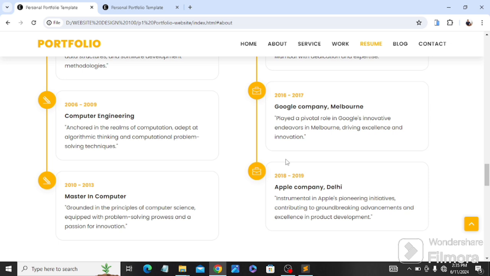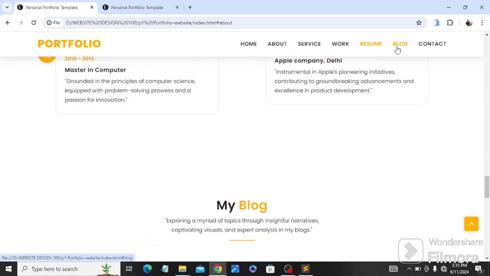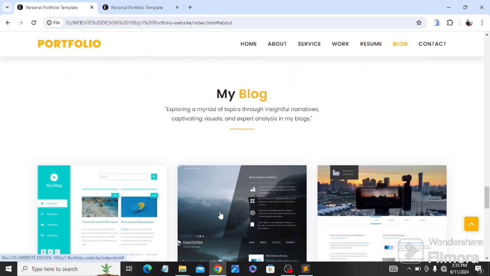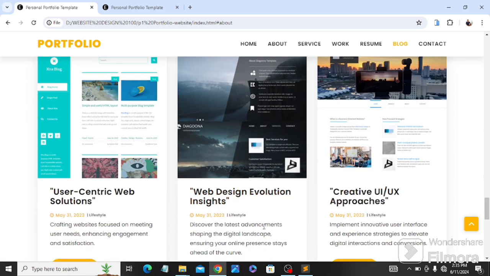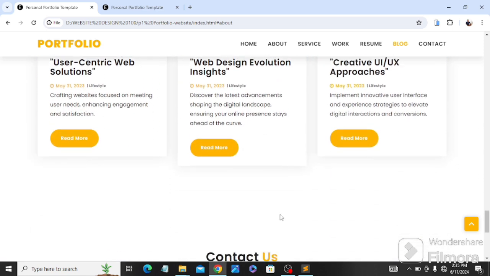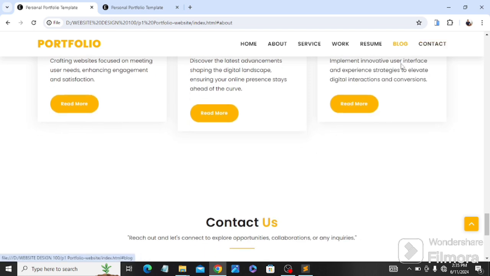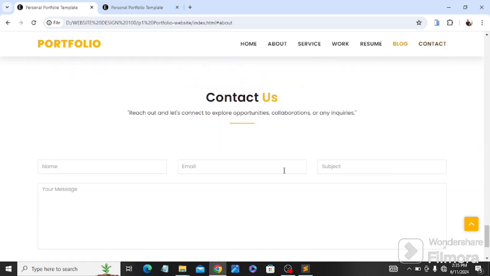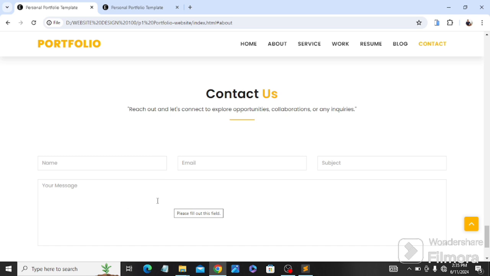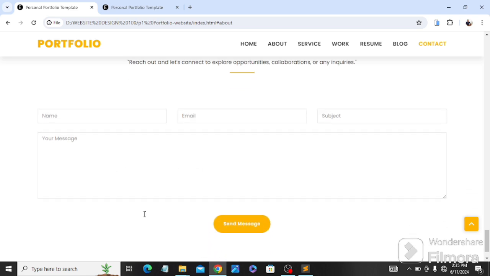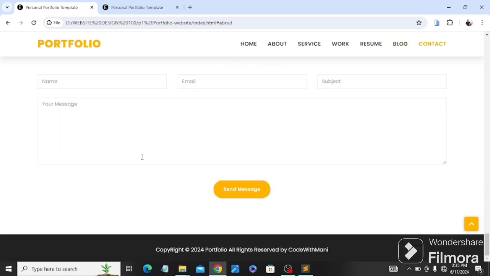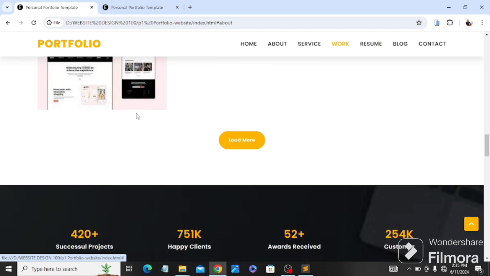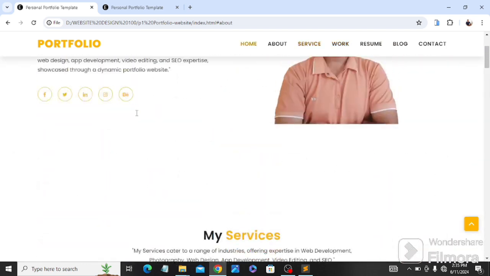You can see the blog also, where you can tell about yourself, and each and everything you can mention in this portfolio. You can see how beautiful it looks. Anyone who wants to contact you can do so using this contact form. See how beautiful it looks, it's really amazing.